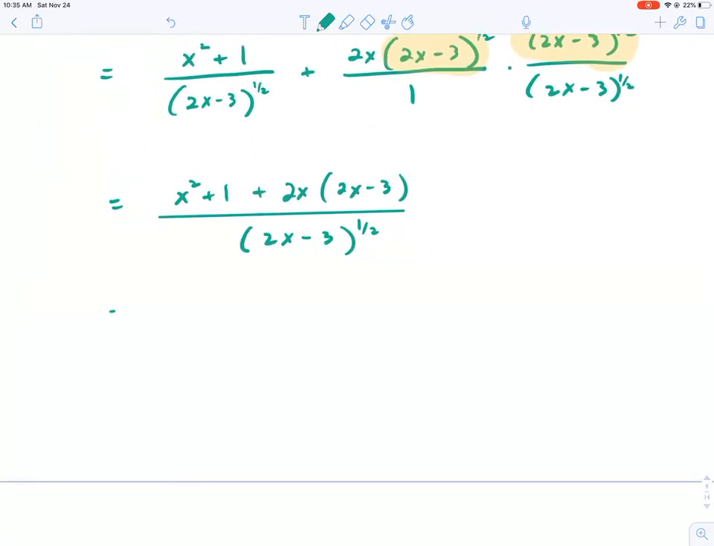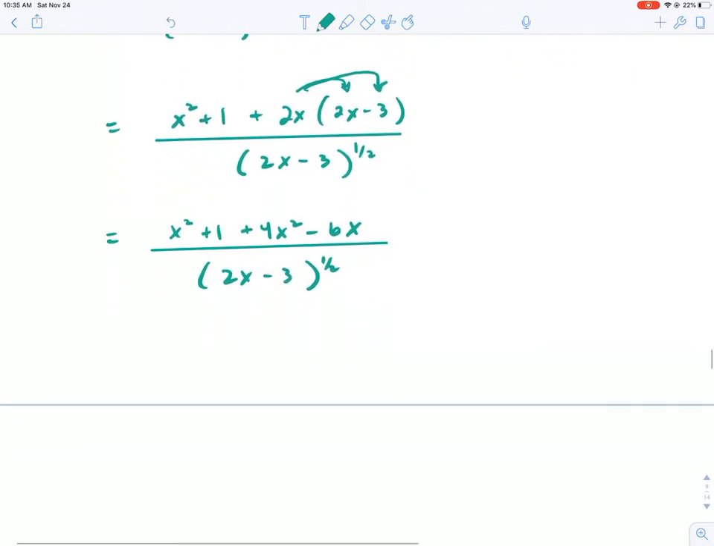And then distributing in the 2x, that would be x squared plus 1 plus 4x squared minus 6x. And then last, combining like terms.